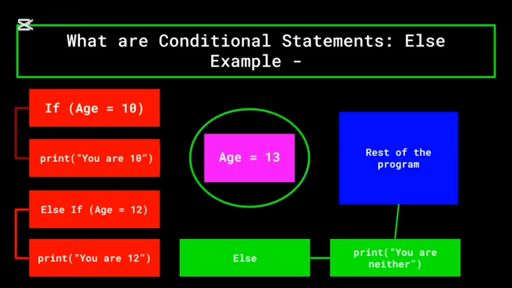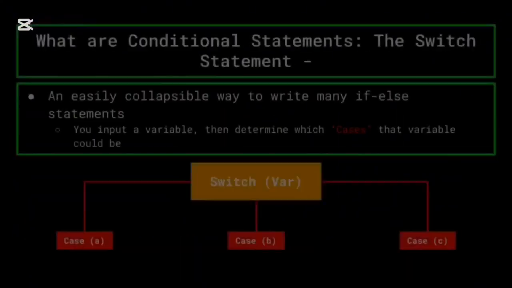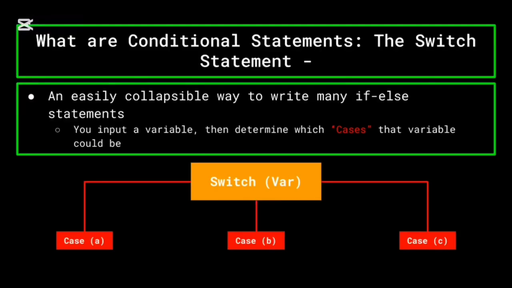Now remember back to the fact that we could have thousands of else if statements. After a while that can get pretty cluttered, and so another very useful conditional statement which helps circumnavigate this problem is a switch statement. A switch statement is functionally similar to many if and else if statements together. You write a switch statement in the form of switch variable, and then below that you write out how many cases the variable could be.